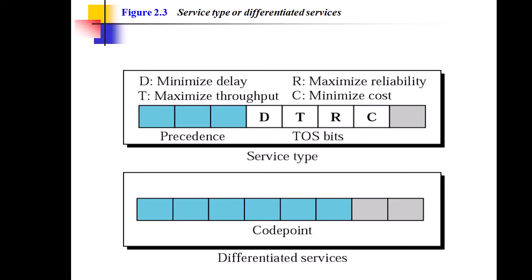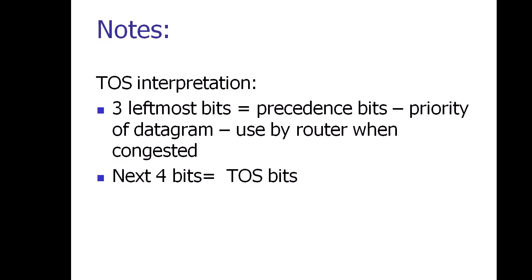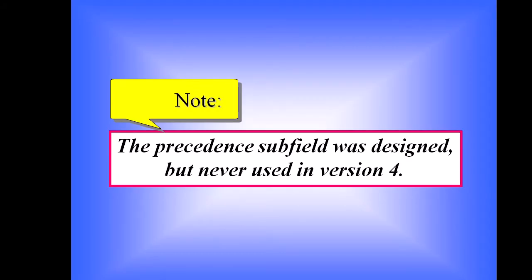If the T bit is set to 1, it's telling a router to try and maximize the throughput. If the R bit's set to 1, try and maximize reliability, and otherwise this bit might be set to 1. It just says minimize the cost of communicating. I'm not looking at the code point interpretation of those bits. The next 4 bits that we've just looked at are called the type of service bits. Okay, that's quite interesting, but it's a discussion for another time, I think.